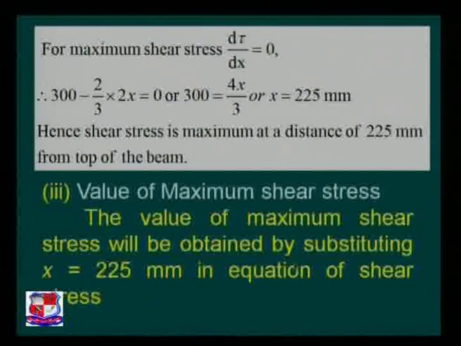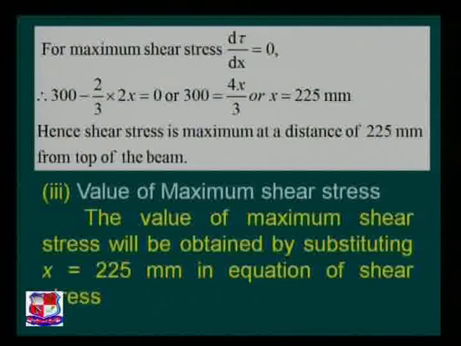So, for maximum shear stress, d tau by dx is equal to 0. When we perform that, we achieve 300 minus 2 by 3 into 2x is equal to 0. So we achieve x is equal to 225 mm. Hence the shear stress is maximum at a distance of 225 mm from the top of the beam. It means that at that particular layer we are achieving the maximum shear stress.